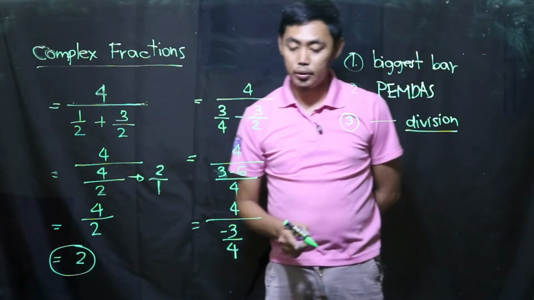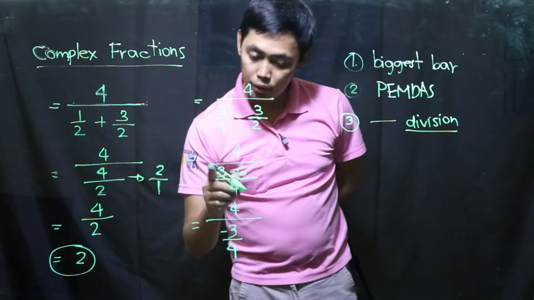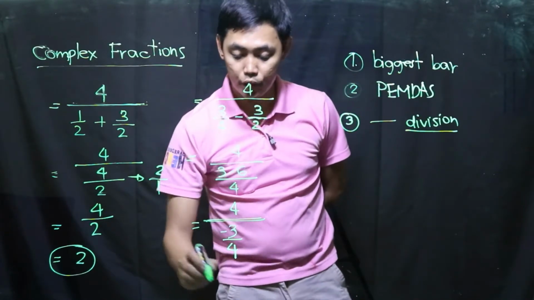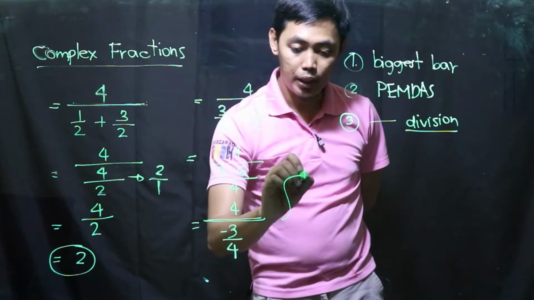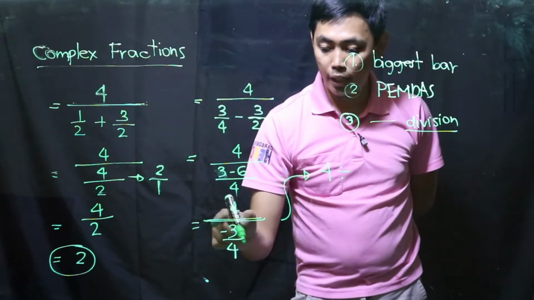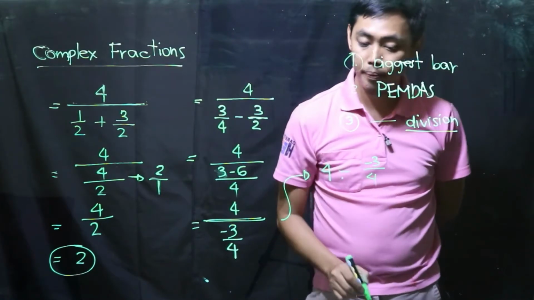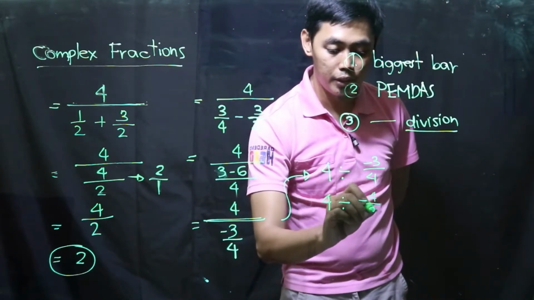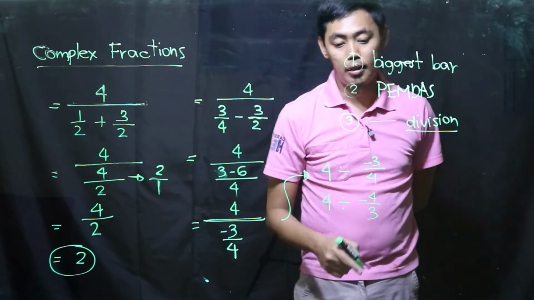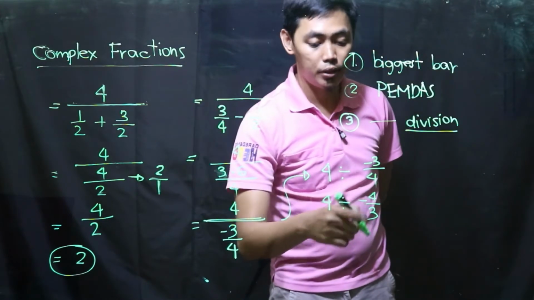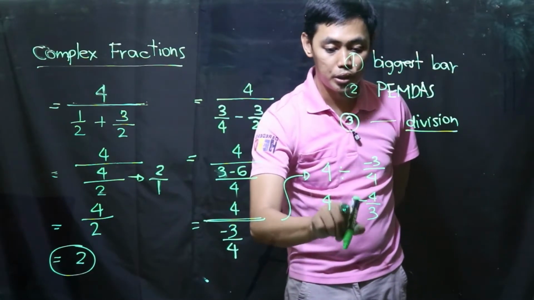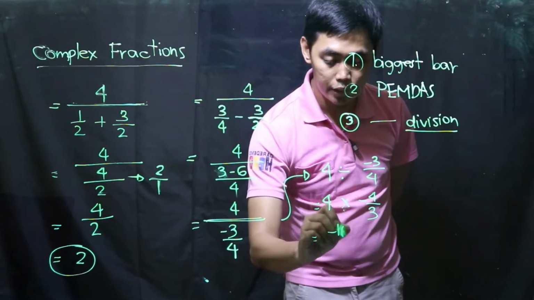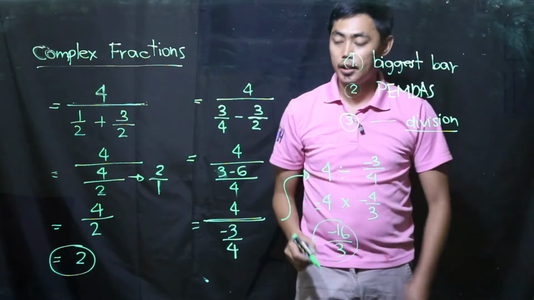The next thing that you will need to do is step number 3. The bar sign is division. So this big bar sign is division. If you rewrite this, this would become 4 divided by negative 3/4. After this, you can rewrite it as negative 4/3, since you already changed this number to its reciprocal form, then you can change it to multiplication. So 4 times negative 4/3 will have negative 16/3. So that would be your answer.